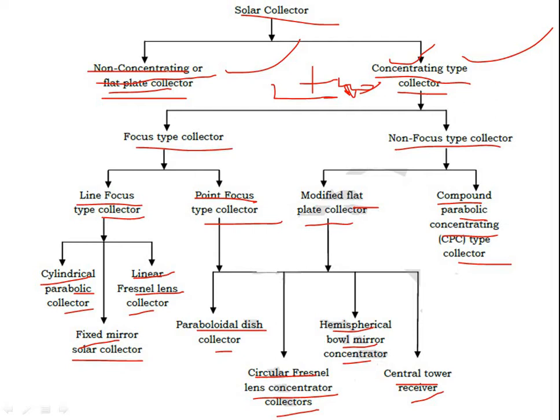The line focus, point focus, and non-focus type collectors are as enumerated in the classification shown in the chart above. While non-focus type collectors utilize both beam and diffuse radiation, the focus type collectors utilize only beam radiation, as diffuse radiation cannot be focused.